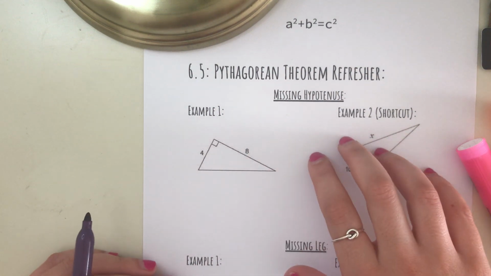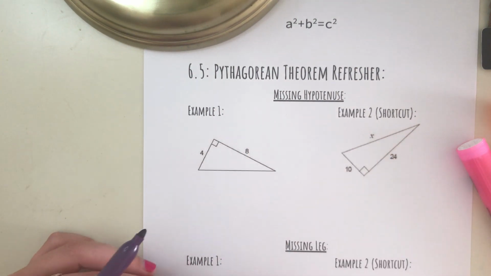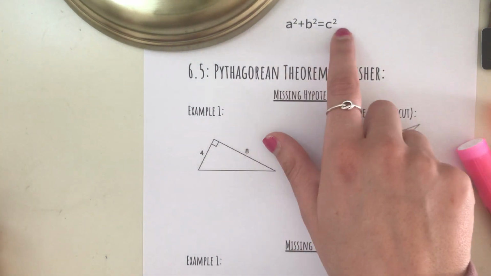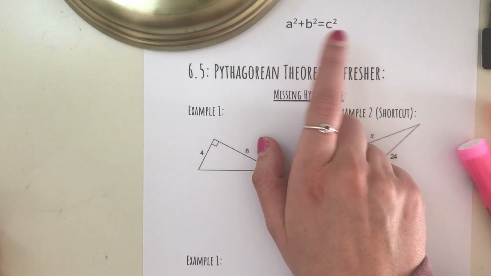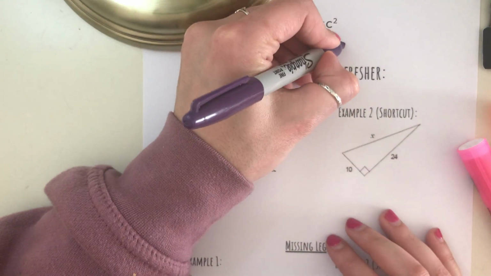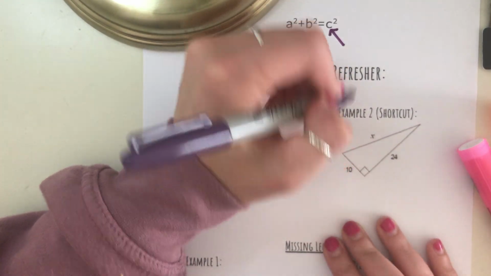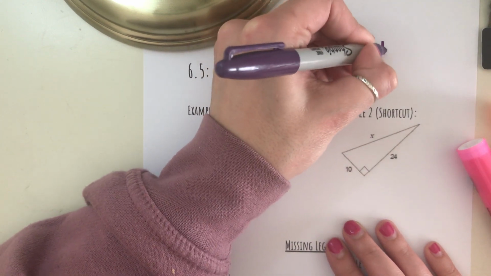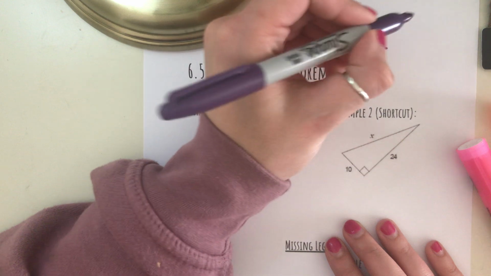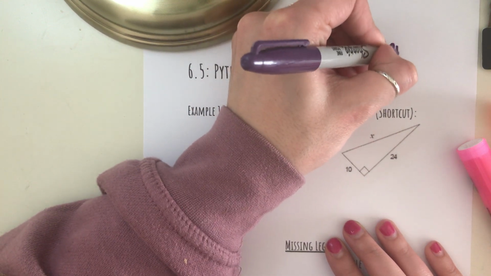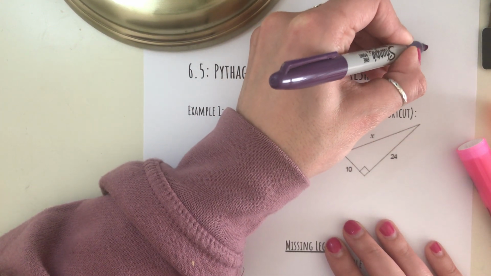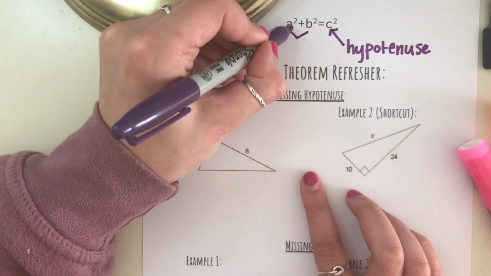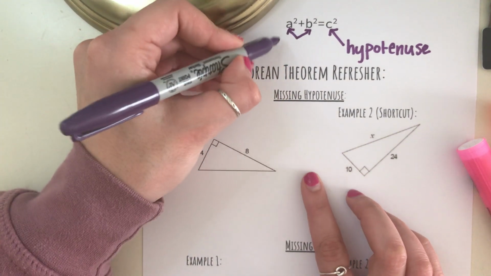I have two examples for a missing hypotenuse and two examples for missing legs. So we're going to start by talking about the formula a squared plus b squared equals c squared. C will always be my hypotenuse. So I'm going to go ahead and write that here. And if you'd like to follow along, please go ahead and write this in your notebook or on a piece of paper. And a and b are my legs.